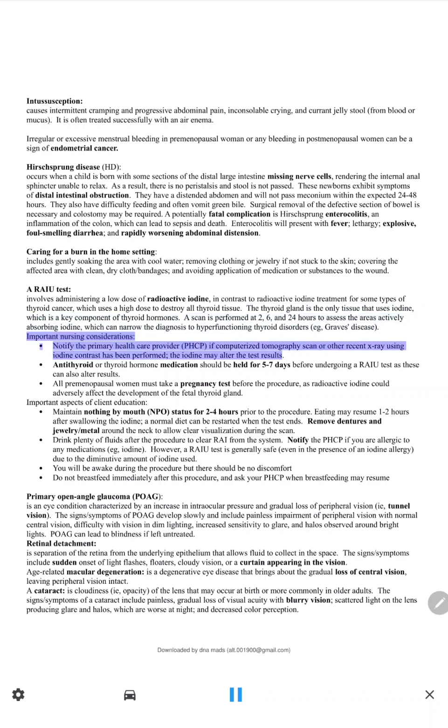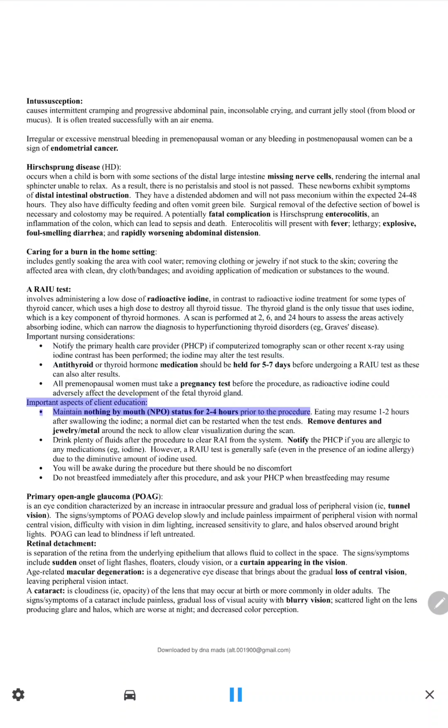Important nursing considerations. Notify the primary healthcare provider, PHCP, if computerized tomography scan or other recent X-ray using iodine contrast has been performed. The iodine may alter the test results. Antithyroid or thyroid hormone medication should be held for 5 to 7 days before undergoing a RAIU test, as these can also alter results. All premenopausal women must take a pregnancy test before the procedure, as radioactive iodine could adversely affect the development of the fetal thyroid gland.